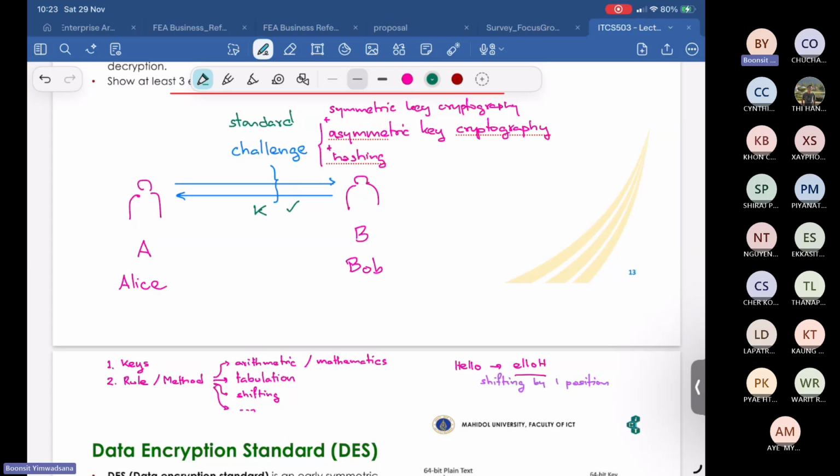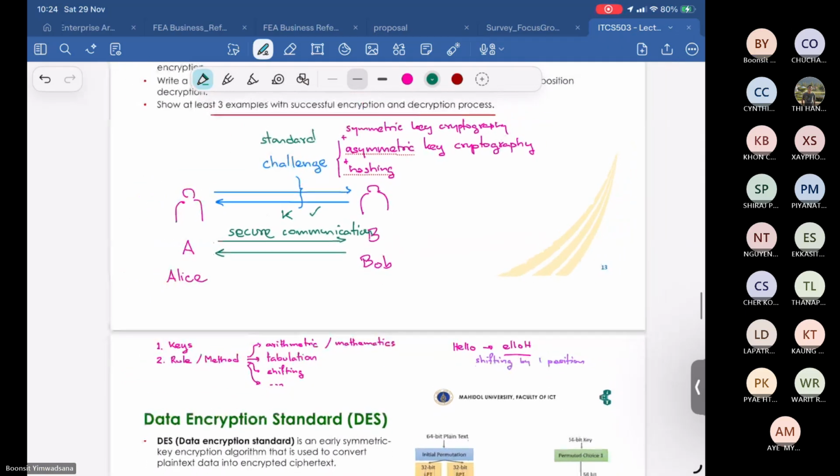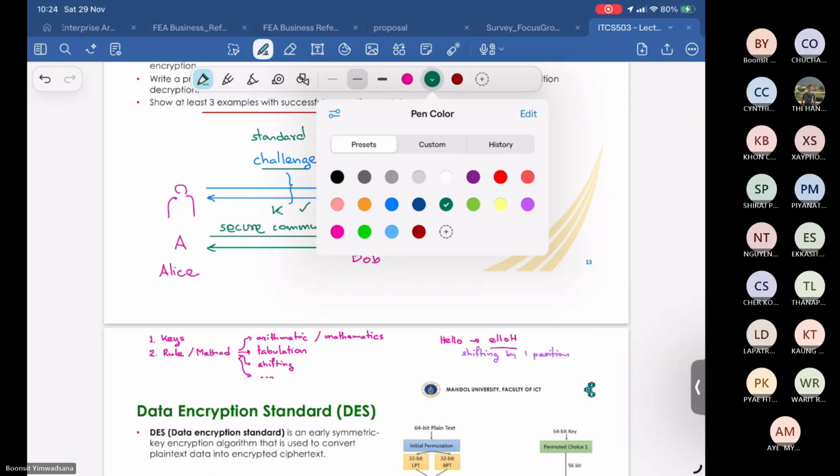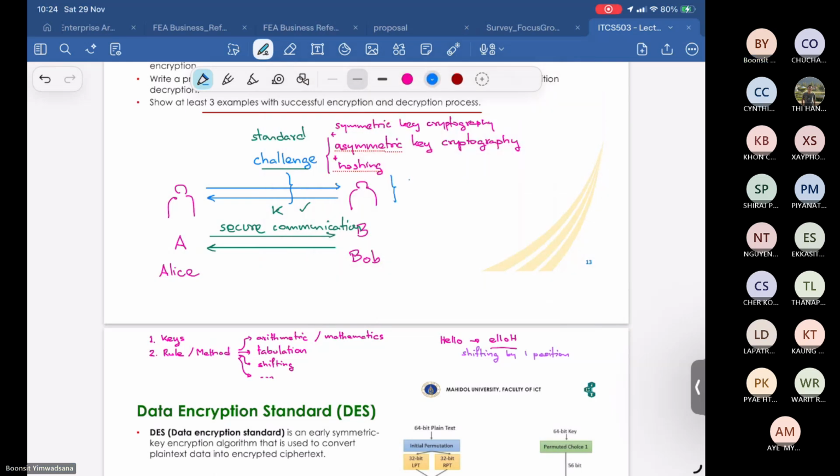Once key K is generated, then after this, there will be encrypted or secure communication. Please remember that in the real world, the value K has to somehow be distributed to the sender and the receiver. And this process is called the challenge process, or in standard terms, the key exchange process.